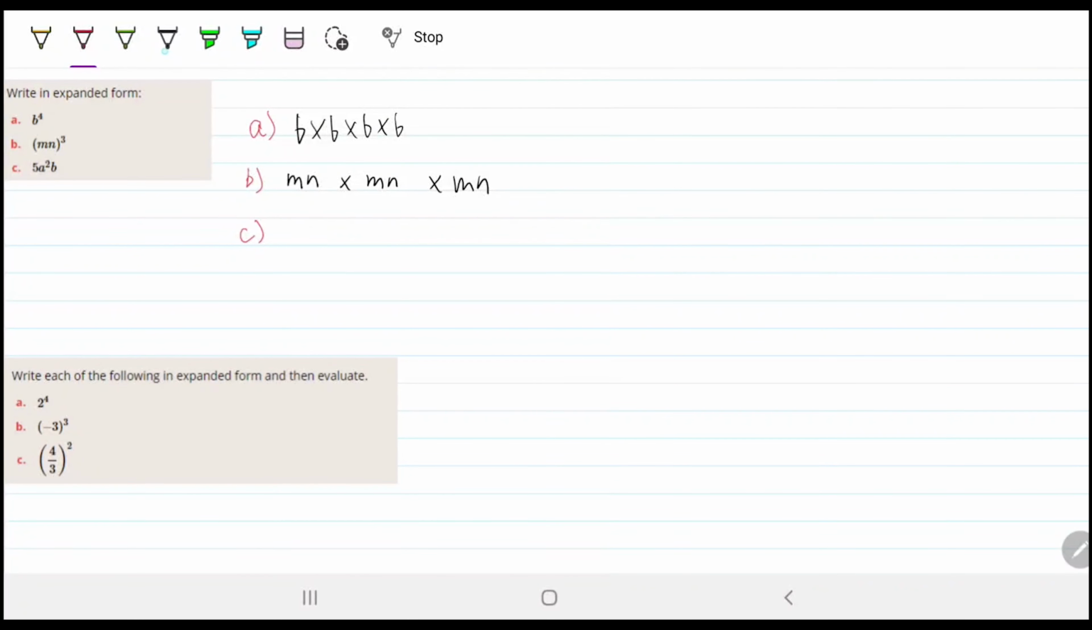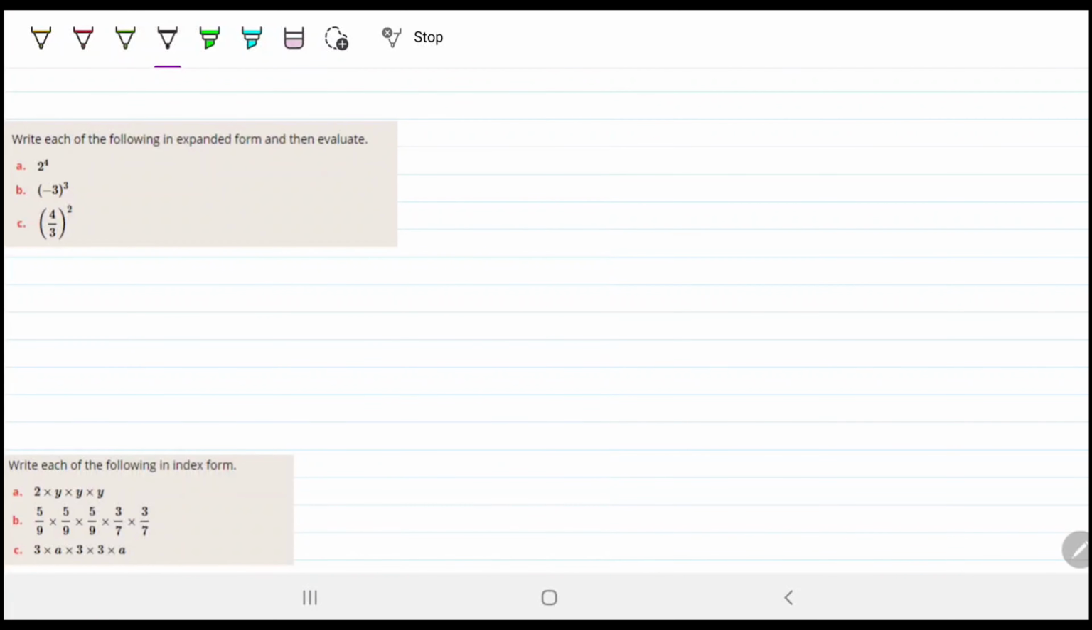In example C, we have 5a squared b. So the best way to go around this question is to break down what we know. So we know that this is going to be a 5. We'll separate that. A squared, we see a total of 2 times. So we need to multiply the a 2 times. And the b, we see once. So 5a squared b in expanded form is 5 times a times a times b. Let's move on to the next example.